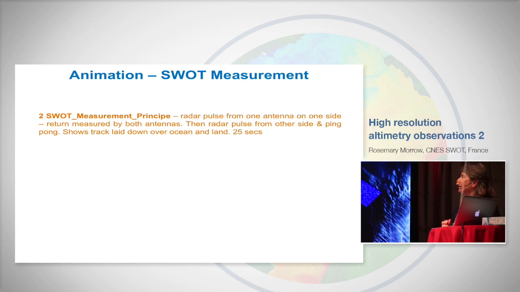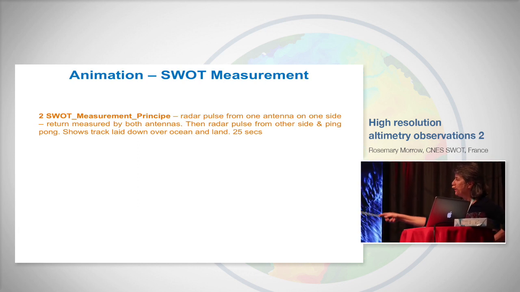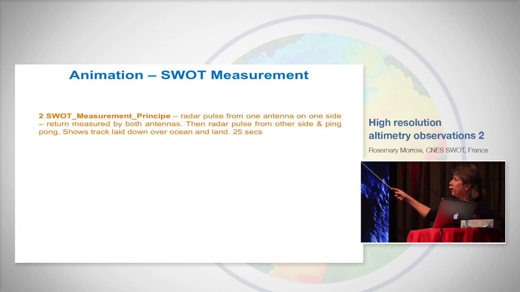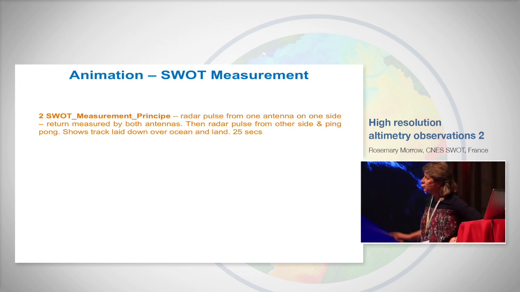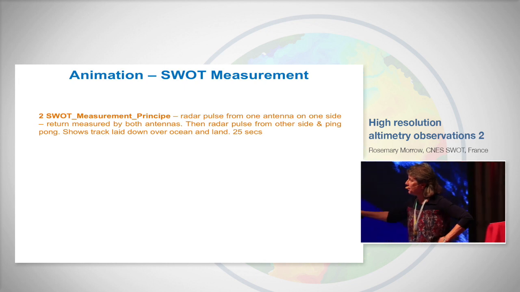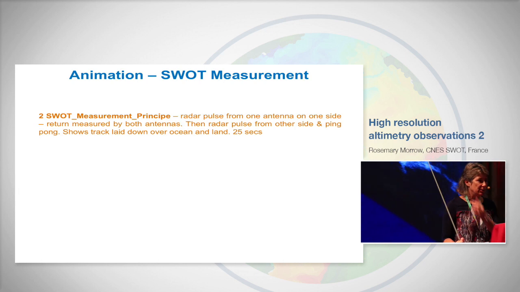So just to explain this part, there's one impulse that comes down from here and then that's returned to both. Then there's another impulse that comes down on this side and it's captured by both. And then it does ping pong. So as it sets out between the near range and the far range, we get this swath. It goes right into the coastal zone. It covers our lakes and rivers at very fine resolution.